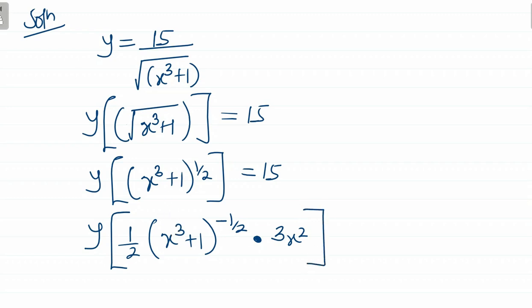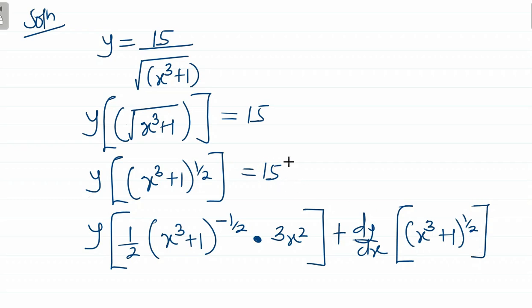Now in the first instance, we maintained y and we differentiated this. So the next thing is that we are going to differentiate y and maintain what is in the bracket. So we continue by writing plus. The differential of y gives us dy/dx, and then we maintain that of x cubed plus 1 exponent of half. Now we know that the differential of a constant is 0. So the differential of 15 gives us 0, which is equal to 0.